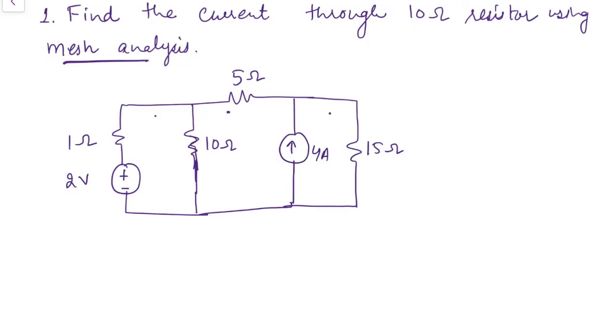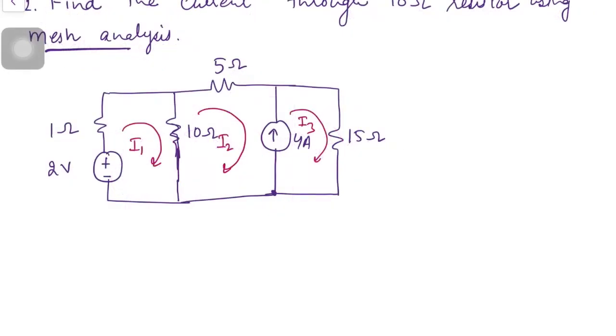Next step is we have to assign the mesh current. Let's assign I1 as mesh current to first mesh, I2 to second and I3 to third mesh. Now we have to apply KVL to each mesh. I will start with application of KVL to mesh 1. So when we apply KVL to each mesh, we will assign the voltage drop polarity as per the flow of current in that mesh.